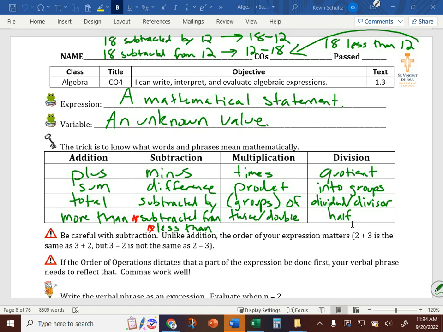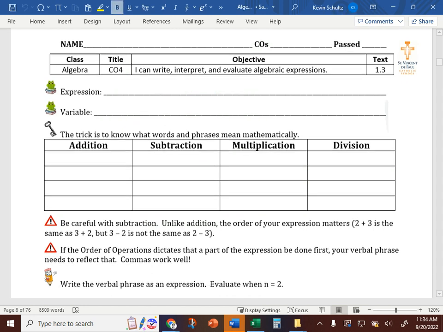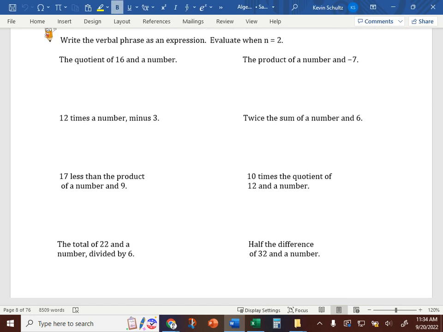So many different ways to describe these 4 operations that you really got to pay attention to the order sometimes with subtraction, but just how it all fits. All right, let's practice a little bit. It says, write the phrase as an expression, evaluate when n is 2. If you have a variable, you can just use n for it, and you're evaluating the expression when you plug 2 in for the variable.